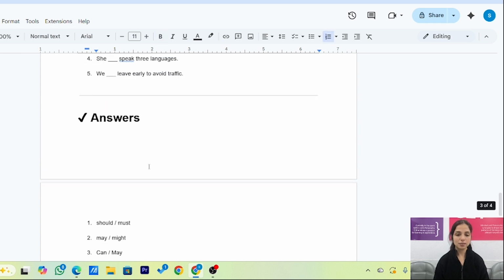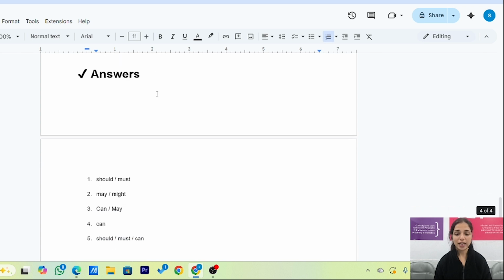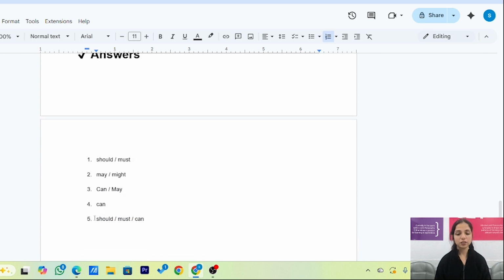The last is: we dash leave early to avoid the traffic. We dash leave early. It means either we are suggesting somebody, we can use should, that we should leave early. If we are telling somebody as a necessity or urgency or compulsion, we can say we must leave early. And अगर आप उनको एक ability की तरह कह रहे हैं, if you're telling as an ability, you can leave early. आप जल्दी जा सकते हो. You can use can in this situation.